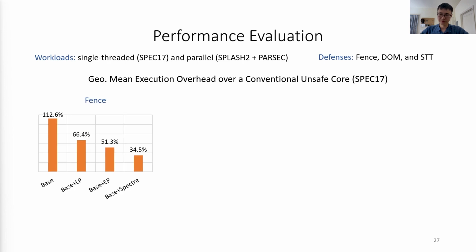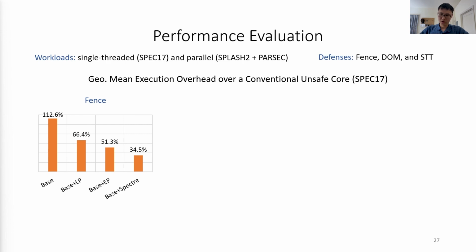The first scheme is Fence. The first bar shows that it has very high execution overhead. The second bar shows that its overhead can be significantly reduced when it's augmented with late pinning. And with early pinning, the third bar, the overhead can be further reduced.